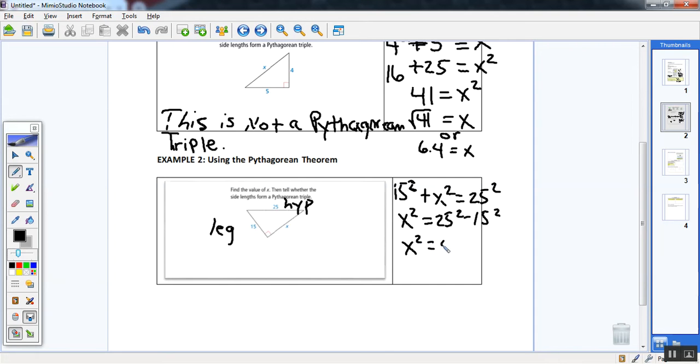Gosh, kids, when you root 400, what do you get for a value? Is 20 an integer? So up in my diagram, kids, are all three values integers? So it's 15, and watch this, it's 15, 20, 25, a Pythagorean triple?